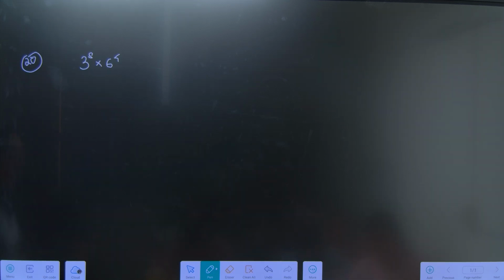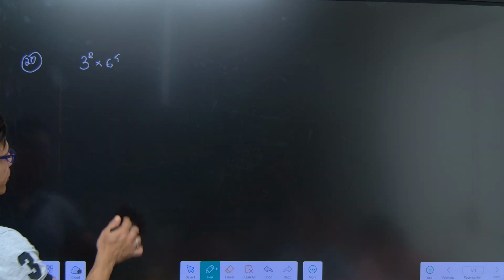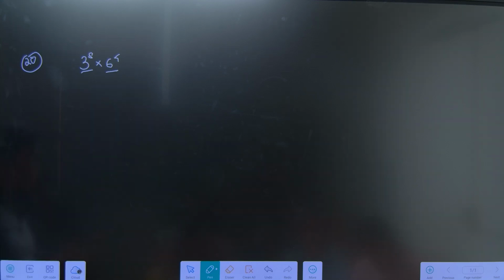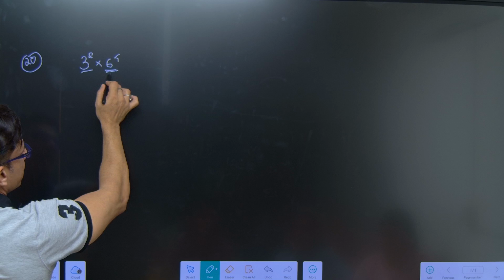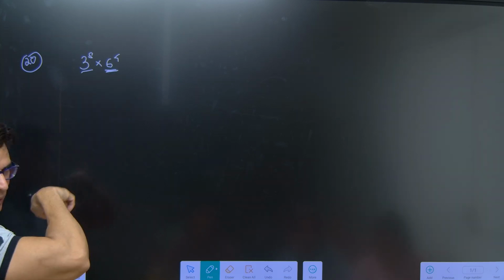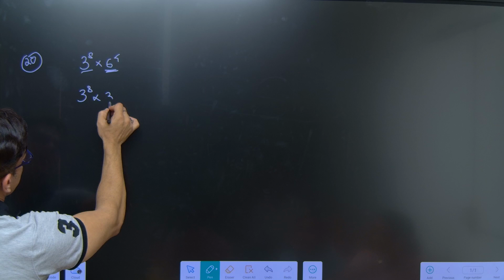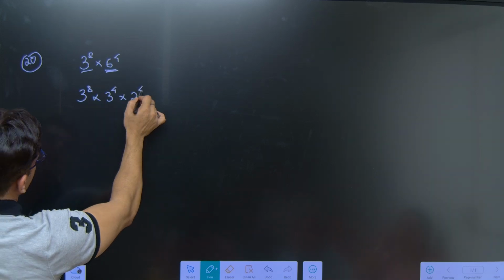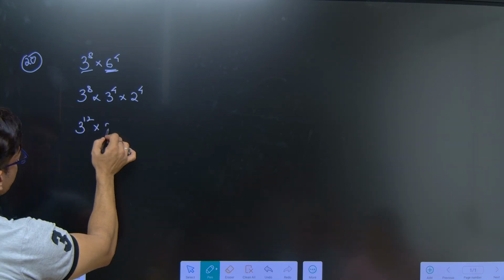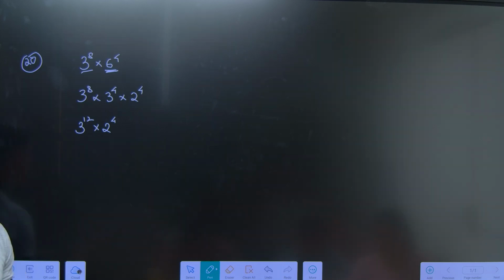Okay. Understand, when I say total number of factors, whenever you have to find that, first of all, this and this have to be prime. Is 6 a prime? Look, 45 is there in the options. This is where we make mistakes, right? This has to be prime. Is 6 a prime? No, so you have to make it prime. So 3 raised to the power 8, and 6 raised to the power 4 can be written as 3 raised to the power 4 into 2 raised to the power 4. So now this is 3 raised to the power 12 into 2 raised to the power 4. Now find out the number of factors. 65.